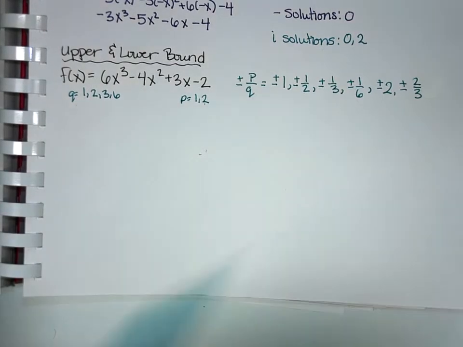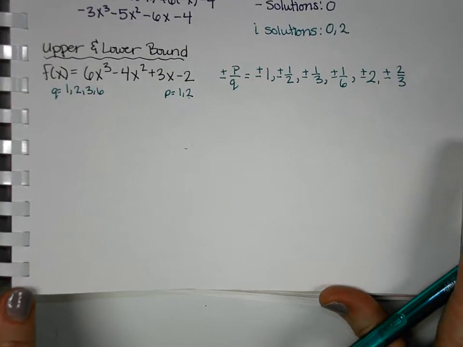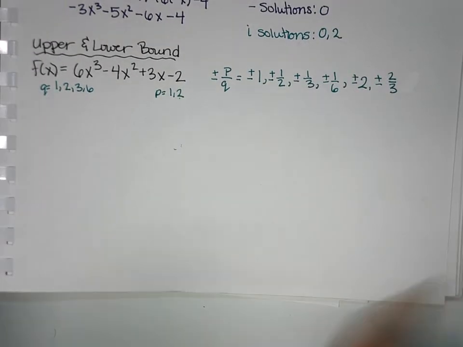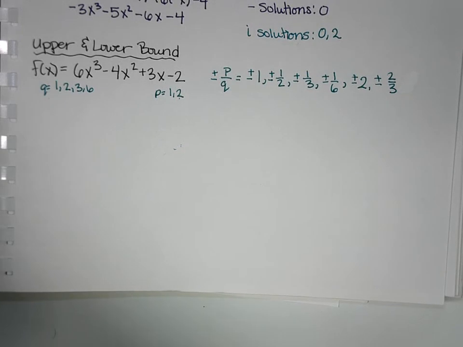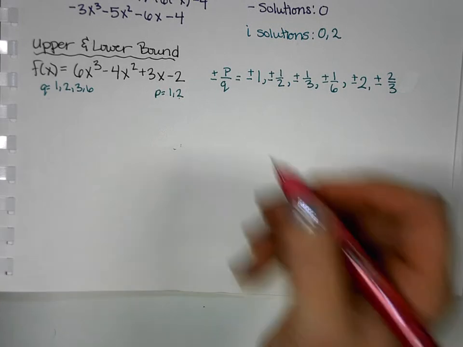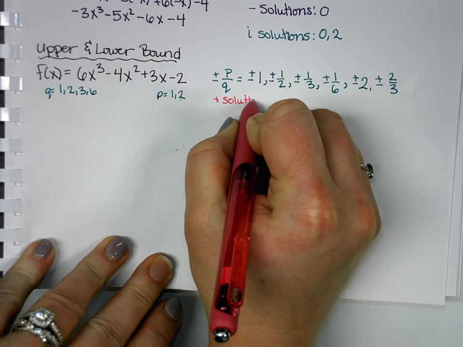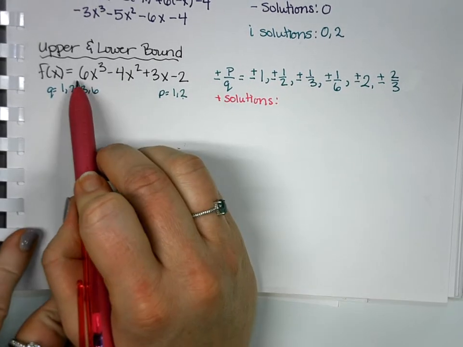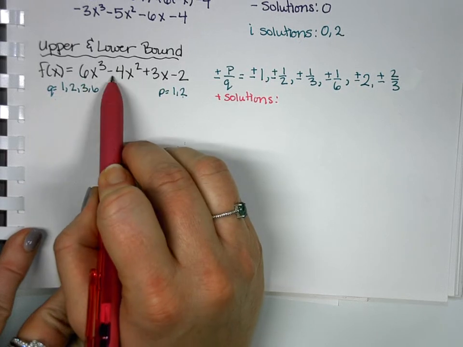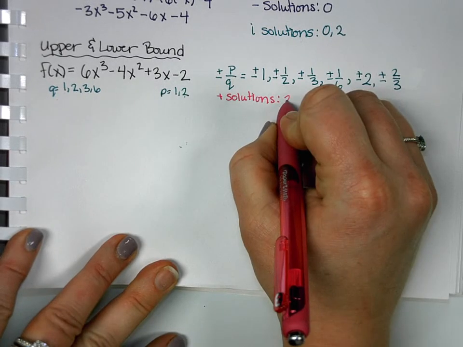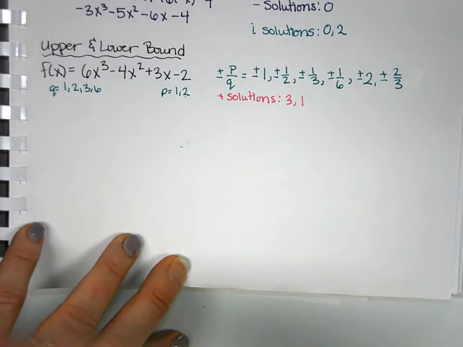If you are doing your P over Q's and you notice you have some repeats, you only need to write it once. Okay, so those are all of our possible rational solutions. The next thing I'm going to do is look to see how many positive or negative solutions I could have. For positive solutions, I look at my sign changes. Positive to negative, that's 1. Negative to positive, that's 2. Positive to negative, that's 3. So I can have 3 or 1 positive solutions.